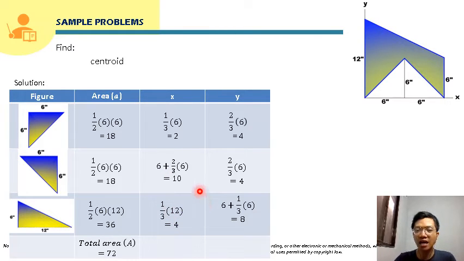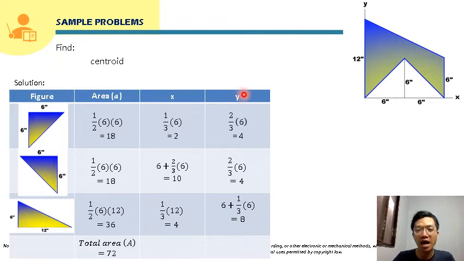So again, all the x-coordinates are at the right side of the reference point, so they will all be positive. Don't forget to consider that. It just so happened here that all the x-coordinates are positive, or at the right side, so they are all positive.